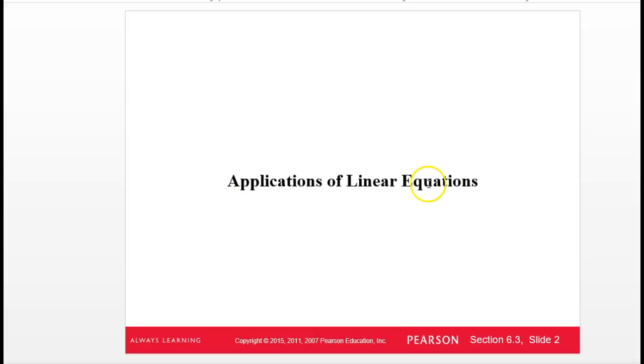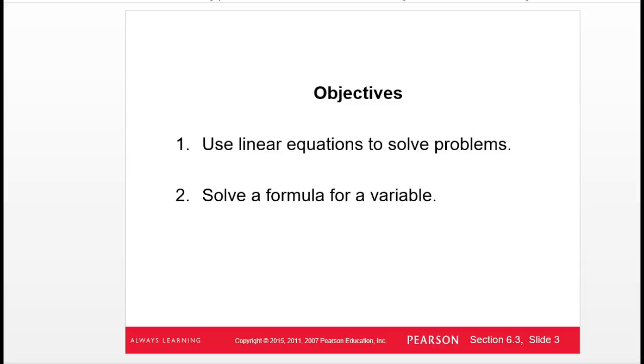Welcome to some notes on applications of linear equations. In this video we're going to use linear equations to solve problems, and set up a formula and solve it for a single variable in the formula.